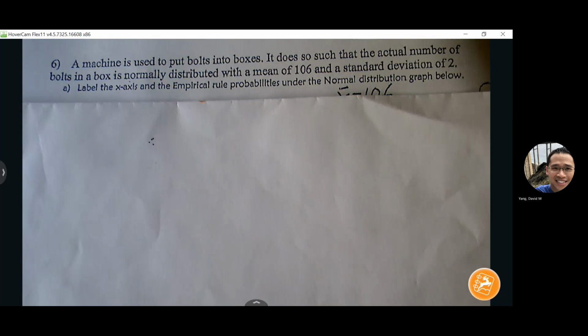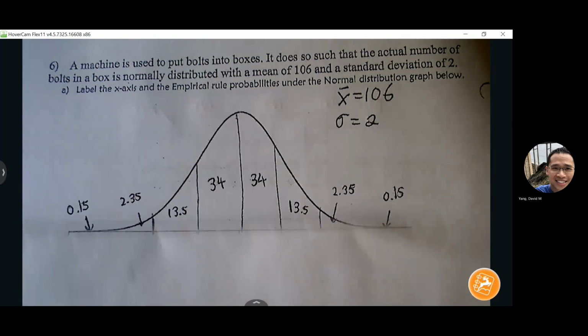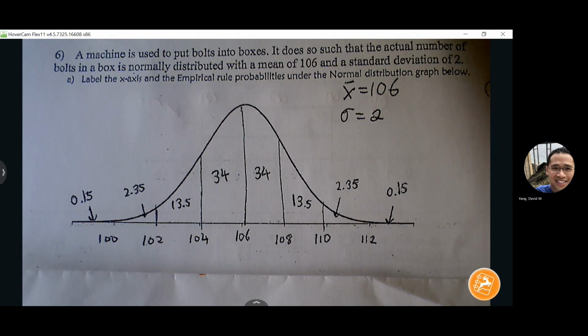Okay, number 6. Your bell curve is drawn for you. You're going to have 7 vertical lines that you're going to have to draw. But there's going to be 8 regions that you're going to fill in with their appropriate probability or percentage. Okay, so make sure you memorize those numbers. 34 in the middle, then 13.5 as we go out, then 2.35, and then 0.15. So 7 vertical lines, but 8 subintervals.